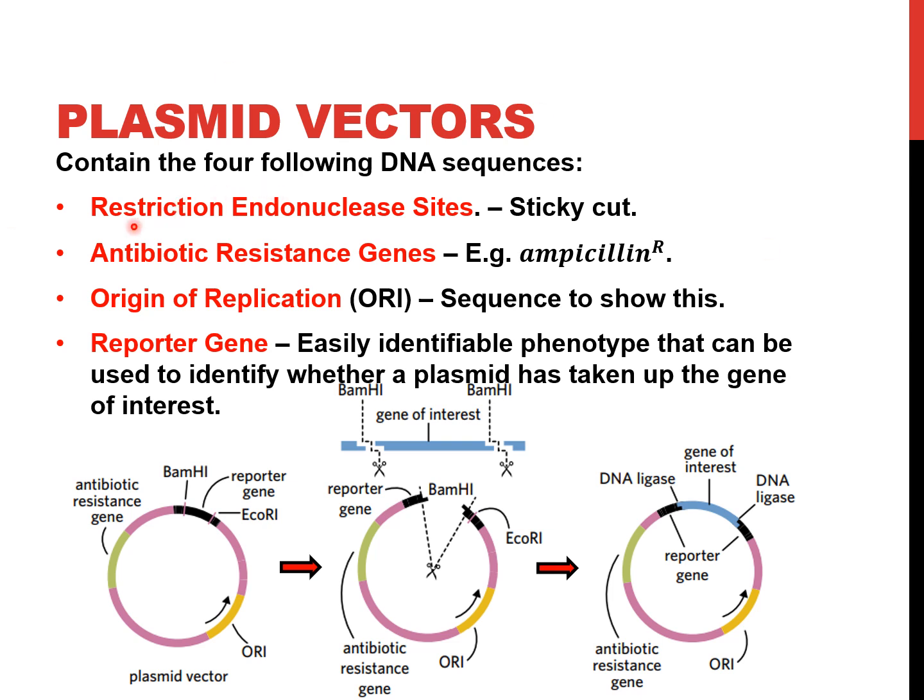So the first one here is the restriction endonuclease site, and we learned last class that the restriction endonuclease is the molecular scissors, and it's going to cut at a particular site. You can see that here in this example, the BamHI is your restriction endonuclease site. So that can be cut here. There's going to be another site, EcoRI, that can be cut here. Those two cuts then form this area here, which something can then go into in the plasmid.